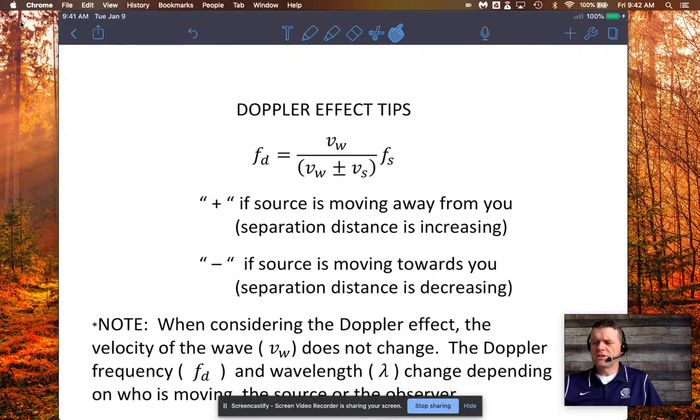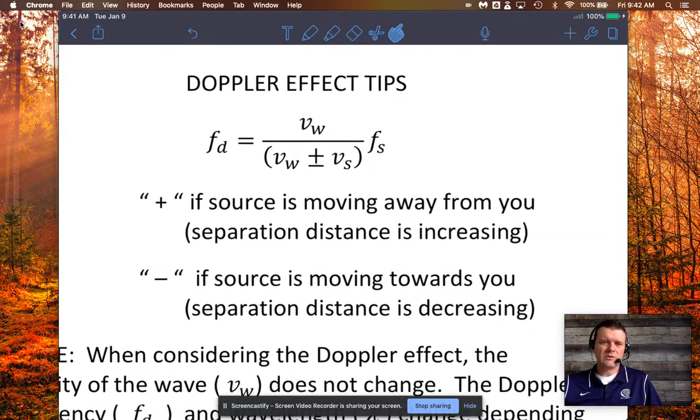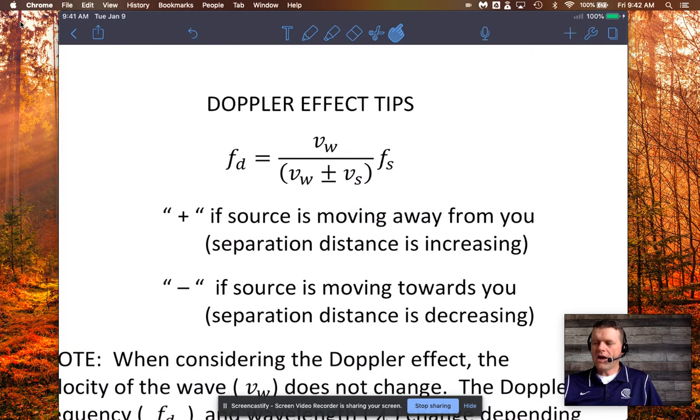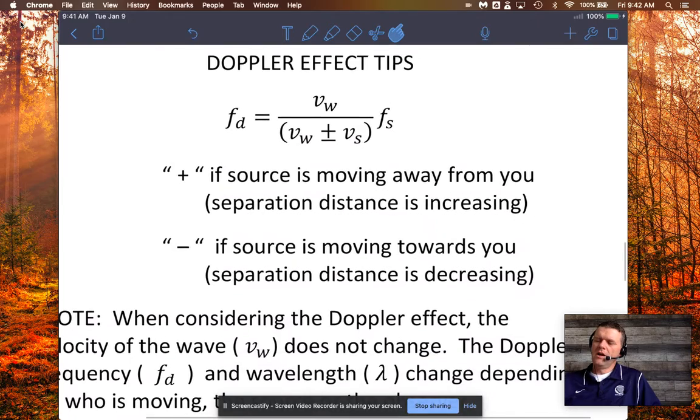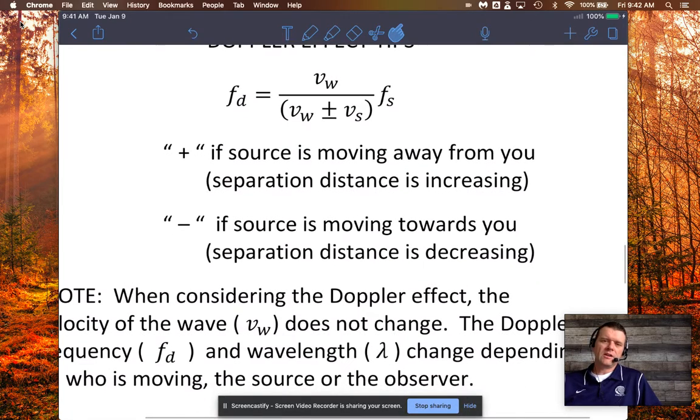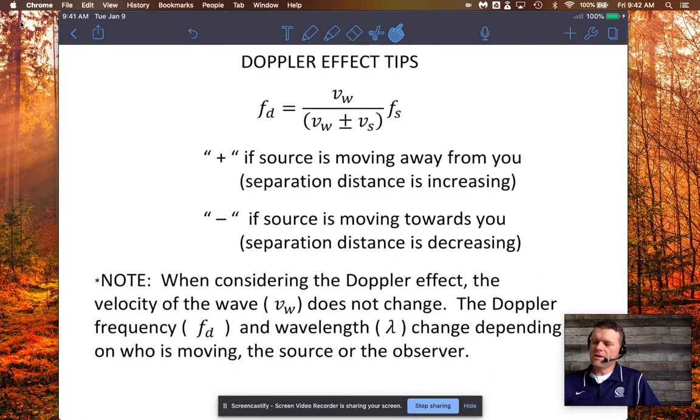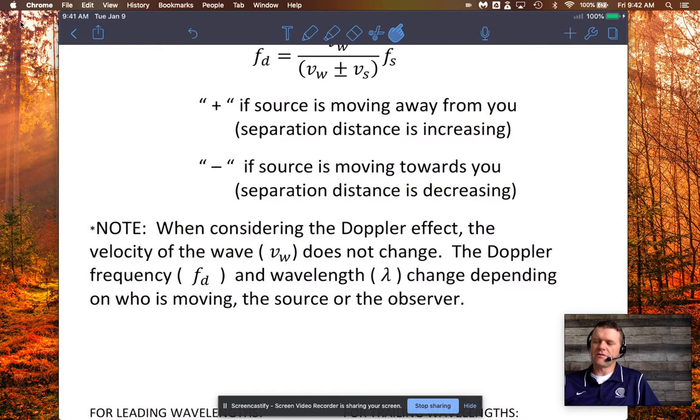Here's just that reminder I was alluding to before. You add if the source is moving away from you. That means if in an objective sense, the distance between you is increasing. I know the speed isn't, so sorry if that's a little confusing, but you subtract if it's moving towards you. Now, this we emphasized already. When considering the Doppler effect, the velocity of the wave doesn't change. The speed of the wave is fixed. VW, that doesn't change.